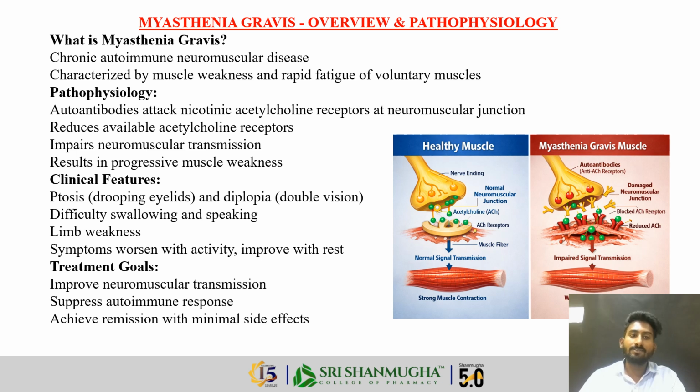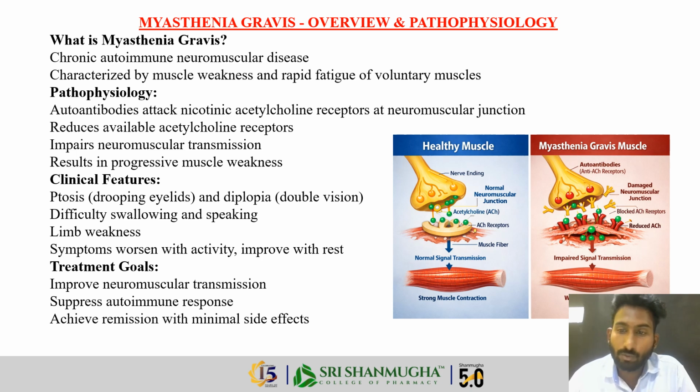Ptosis, which means drooping eyelids, and diplopia, which is double vision. Patients also have difficulty in swallowing and speaking, and limb weakness. The muscles are already weak in myasthenia gravis, so limb weakness is also present. Symptoms worsen with activity and improve with rest. And then, what are the treatment goals of myasthenia gravis?